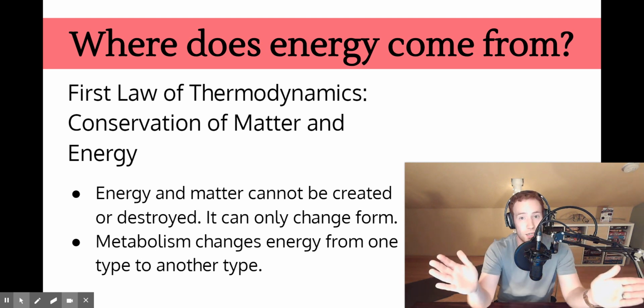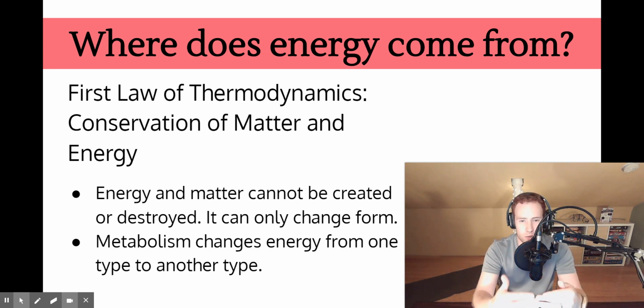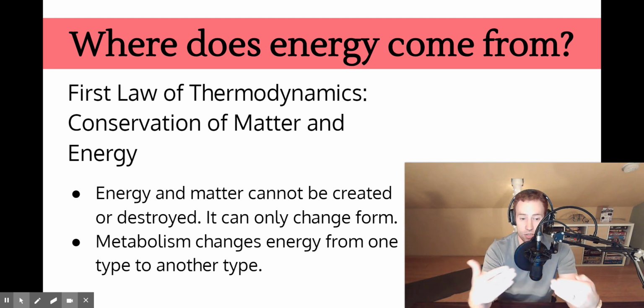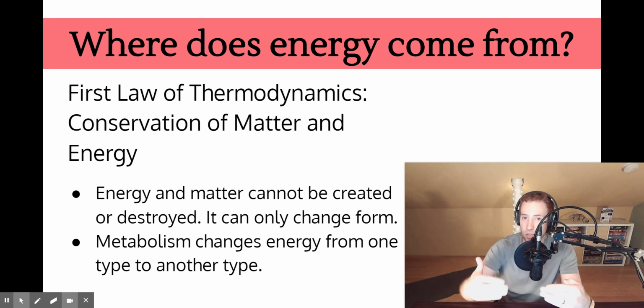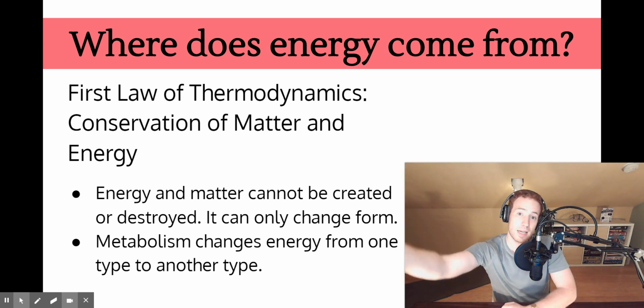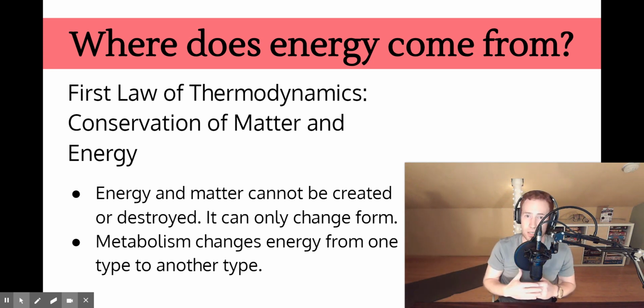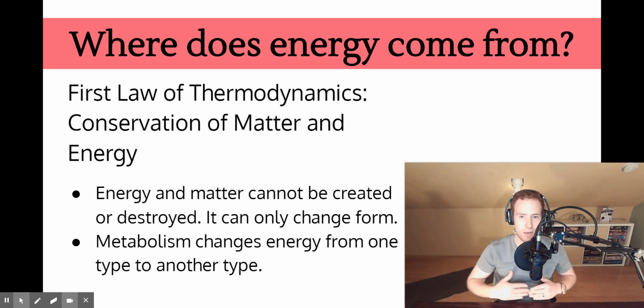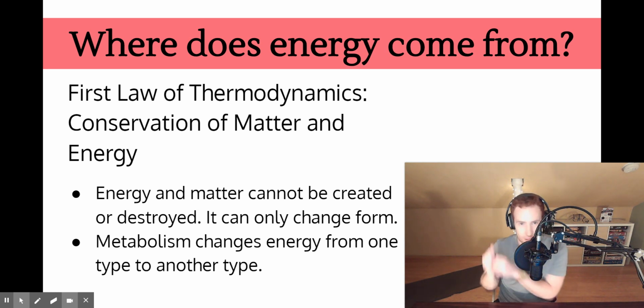New energy is not created. So when we're talking about plants making energy, they're not actually making new energy. What they are doing is changing the energy from one form into another. They're changing energy from light into chemical energy, into sugars. And when we break energy down to use it, like when we break down our food and we use it to hit a baseball or something like that.